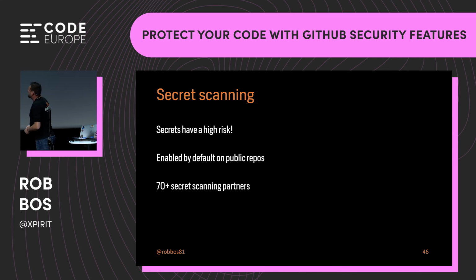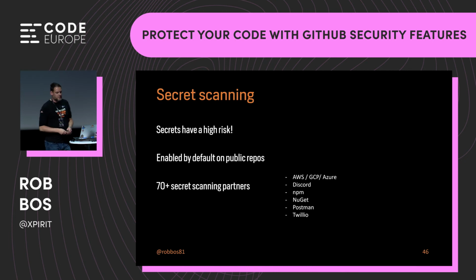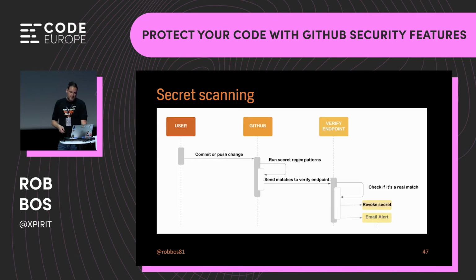They currently have over 70 secret scanning partners. And the most important ones are all there. All the major cloud providers are there. Anything that generates an API token, most of them are already there. But if you do that as a company, you can join as a secret scanning partner as well. Even Discord, you can generate API tokens for that, and that's available as a secret scanning partner as well.